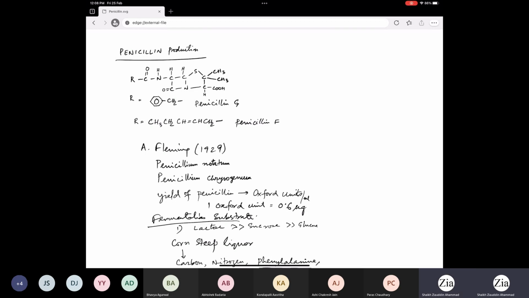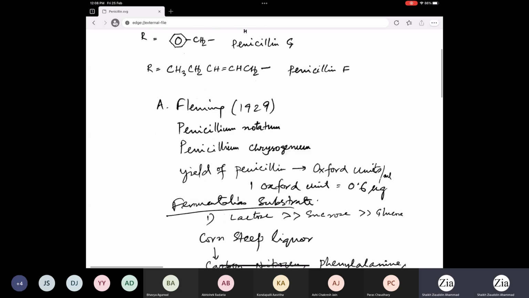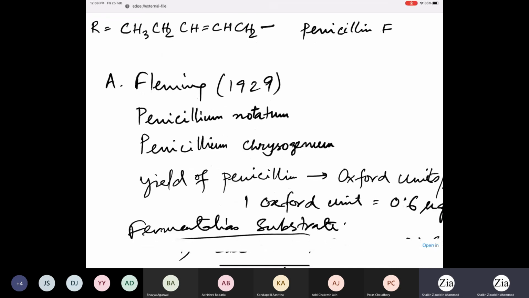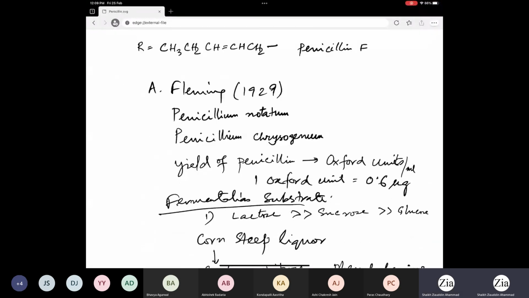And we have also mentioned two different strains. Earlier, when Alexander Fleming discovered penicillin, he got it from Penicillium notatum. But on an industrial scale, we try to produce penicillin using Penicillium chrysogenum. Yield of antibiotic is also another important parameter that we discussed in the last class.